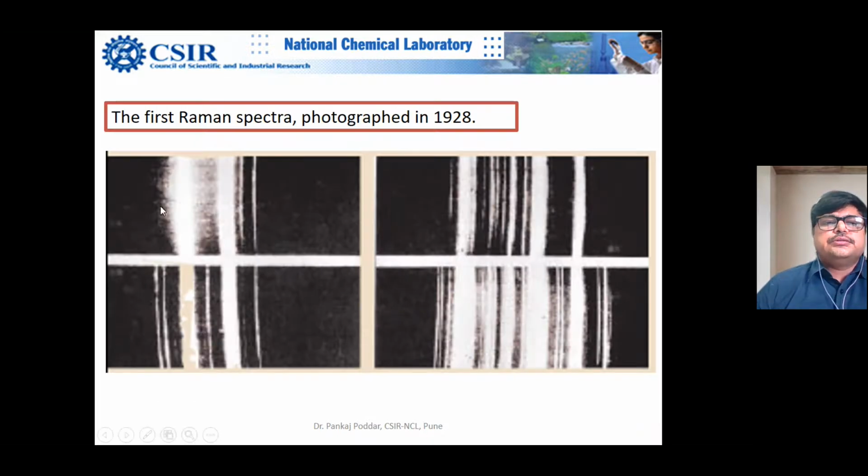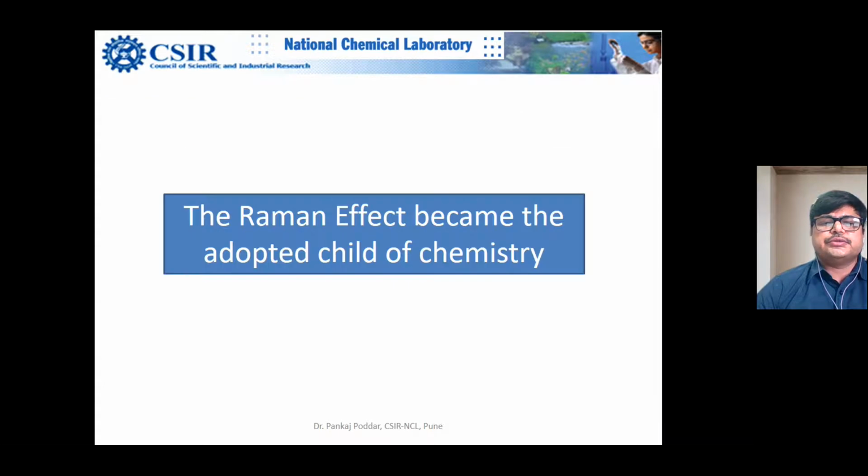So this is the first Raman spectra photographed in 1928. It was taken on photographic films. These days, these photographic films are replaced by CCD arrays, charge coupled devices. So there again we split that CCD chip into pixels, and rather than imaging, we are collecting those photons in a pixel, similar to your mobile phone. So still we speak that way, we actually get an image, and from the image we get the peaks.